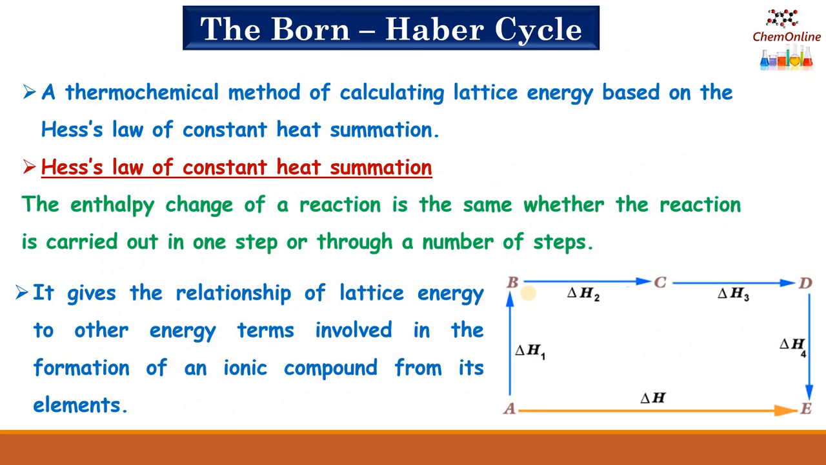It is not possible to directly determine the lattice energy by experiment. So we have to use an indirect method by constructing an energy diagram, and using that diagram the lattice energy is calculated from other experimentally determined energy terms. And this energy diagram is called the Born-Haber cycle. So Born-Haber cycle is a thermochemical method of calculating the lattice energy based on Hess's law of constant heat summation.